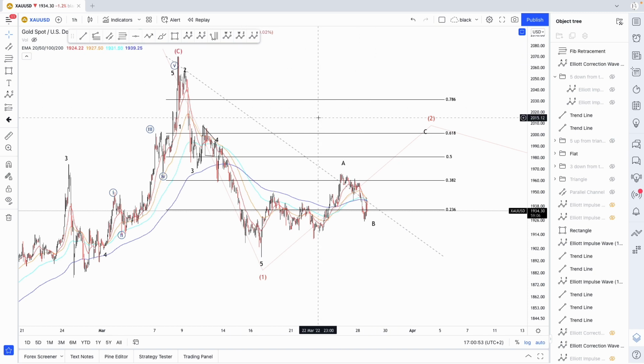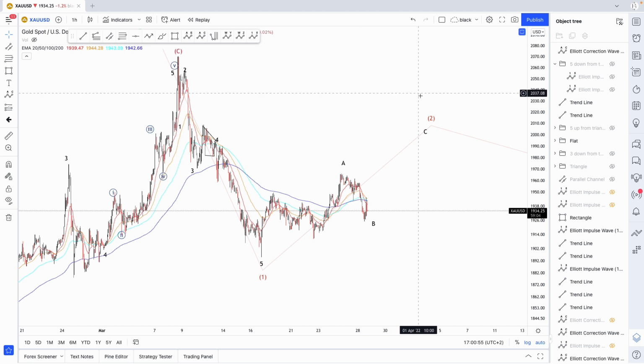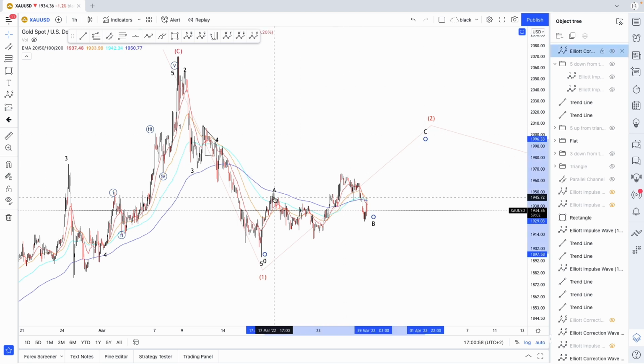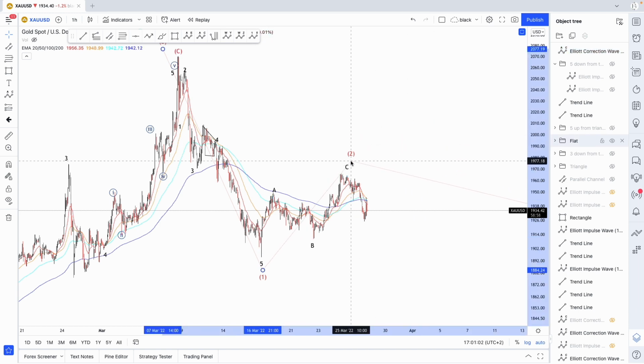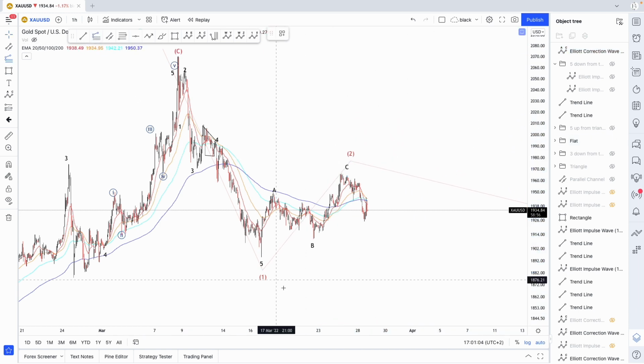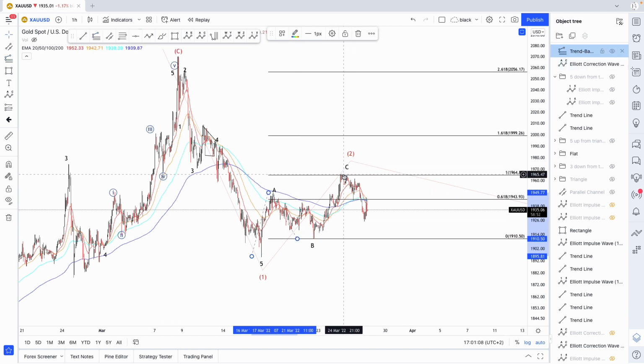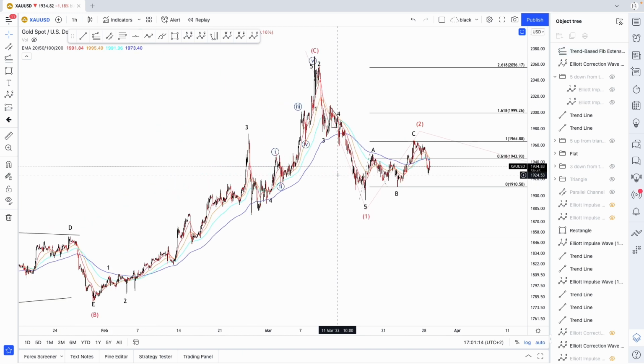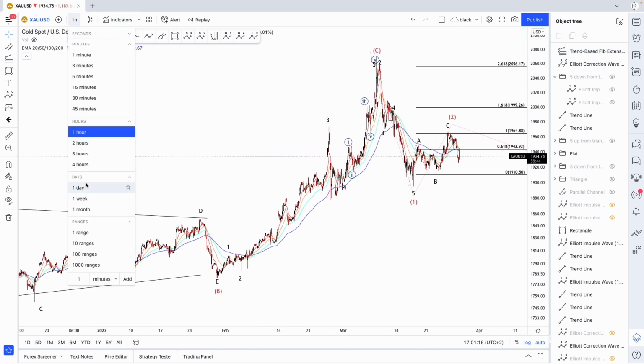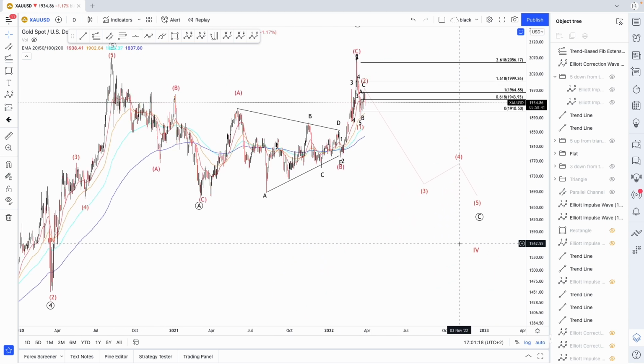In addition to that, one thing I'd like you to notice, and it's mostly in favor of this being completed, is that wave C reached equality and then just bounced lower. So we did react from equality and we had a strong reaction. So I think this is pretty much it for today. I think we explored all the possibilities.